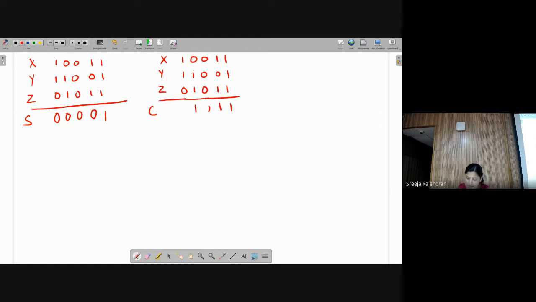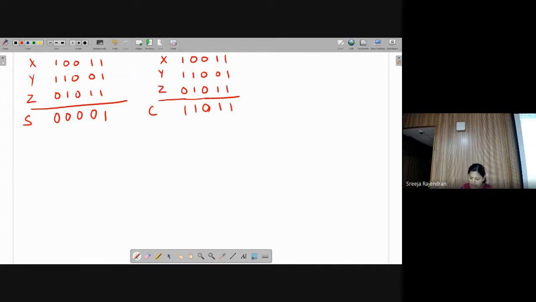Carry is 1. And 1 plus 1 again, I have carry 1. So I get carry as 1, 1. Here it is 0. Just 1, 1, 0, 1, 1 as a carry. Okay. So sum is computed separately, carry is computed separately for the bits I'm adding.